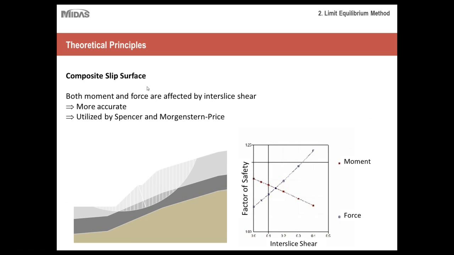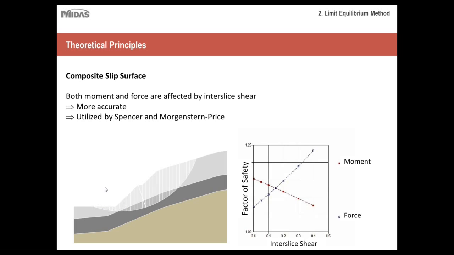Okay, and now we have a composite slip surface, which is typically the most widely used type of surface. So once again, the main difference is that both moment and force are affected by interslice shear, specifically because of its shape. So even though it still has the circular shape, as you can see, it also extends to this point beyond the end of the slope here.